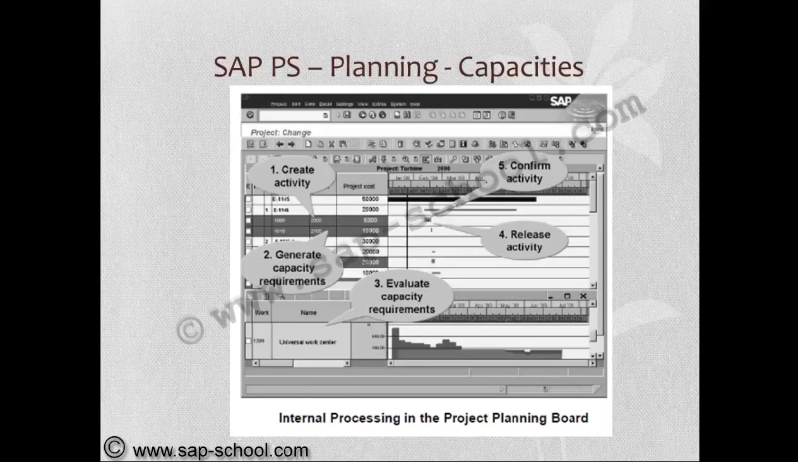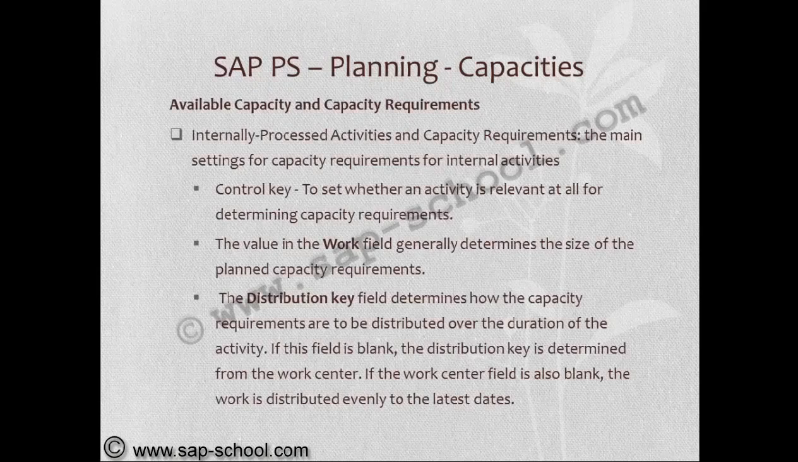So in the planning board, we can see over here, we have created the activities and we are generating the capacity requirements, evaluating the capacity requirements, releasing the activity and confirm the activity. Everything is possible in the project planning board. Now we'll start with the available capacity and capacity requirements. Internally processed activities and capacity requirements.